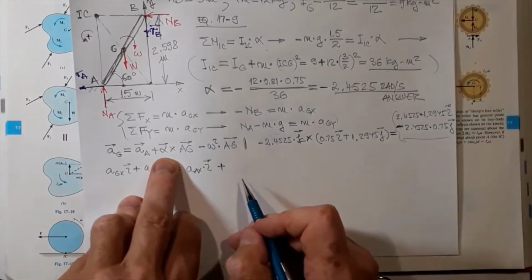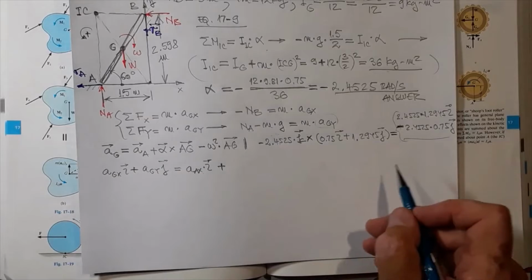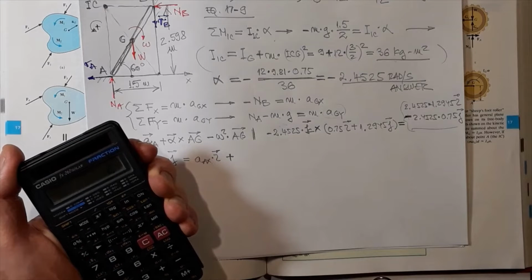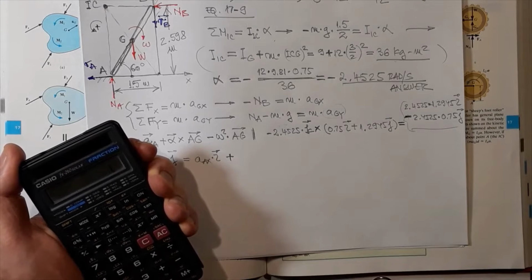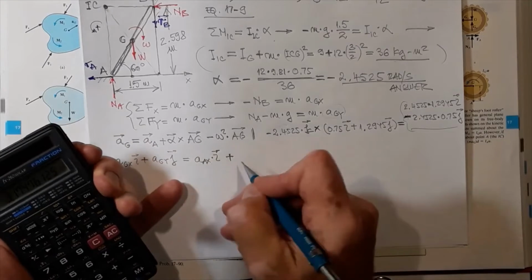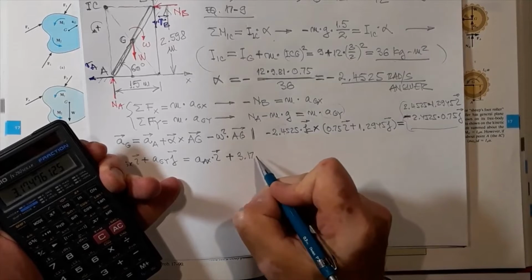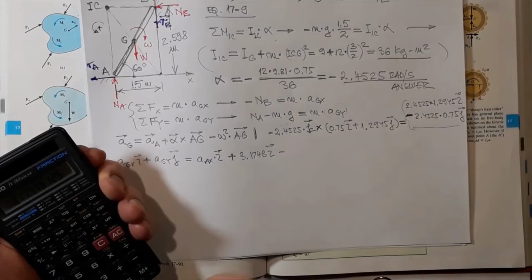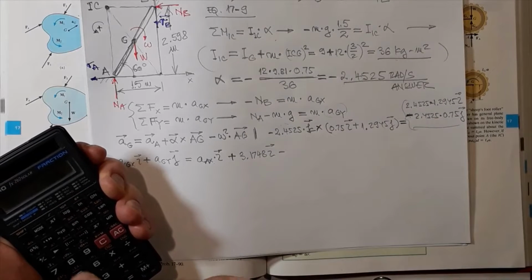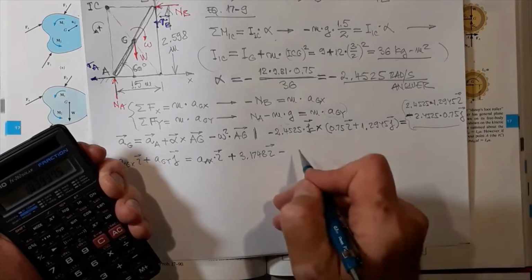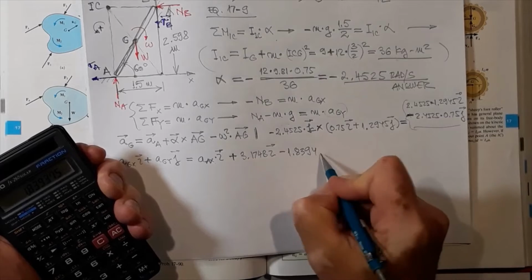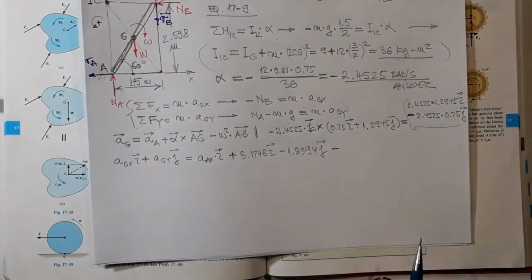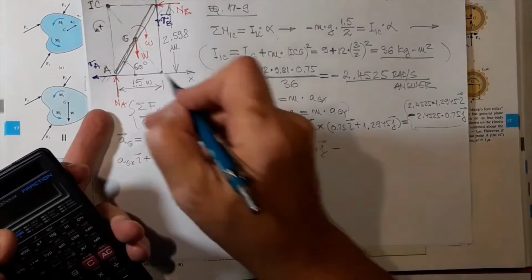So let's continue. I have alpha times AG, and it will be the positive, and I need to multiply 2.4525 times 1.2945 equals 3.1748, and this is I, and then I have negative, and multiplying 2.4525 by 0.75, this is negative 1.8394 J.